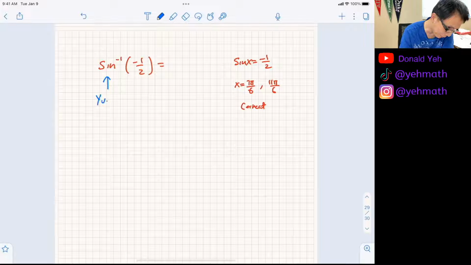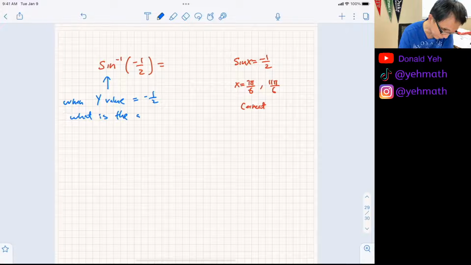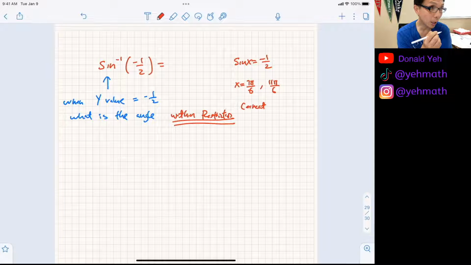this is a y value, because sine is talking about y, right? So when the y value is equal to negative half, what is the angle? In radians, but within the restriction. So what is the restriction? What is the restriction? So what do you think the answer is? Negative pi over 6 is correct.